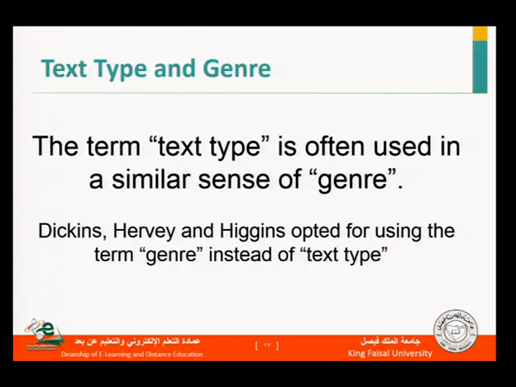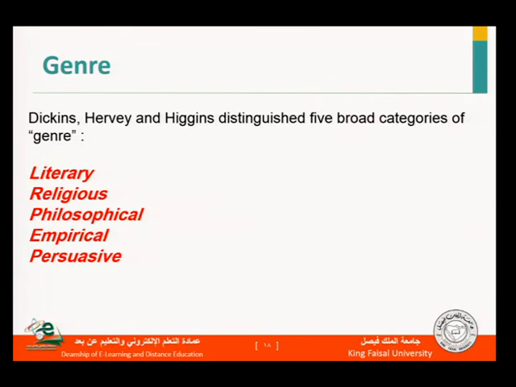Okay. General and text type، هذا بالنسبة لهاتيم والآخرين. هم بيعتبروا إنه text type هو genre، والجنرا يعني نمط أو نوع النص أو جنس النص، يعني بيحتمل تقريبا نفس المعنى. The term text type is often used in a similar sense to genre. لذلك هم opted for، يعني اختاروا انهم يتكلموا عن genre بدل ما يتكلموا عن text type، وقسموا الجنرز هذول الى خمسة اقسام: literary, religious, philosophical, empirical, persuasive. literary يعني أدبي، religious ديني، philosophical فلسفي، empirical تجريبي، persuasive يعني إقناعي.